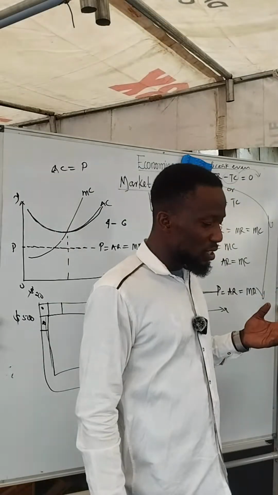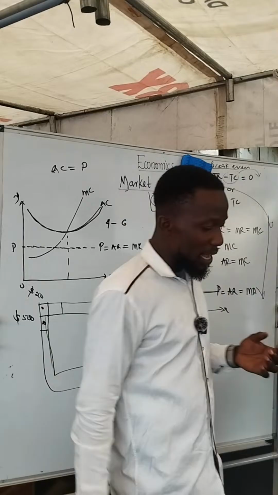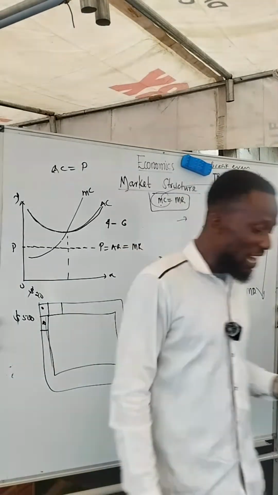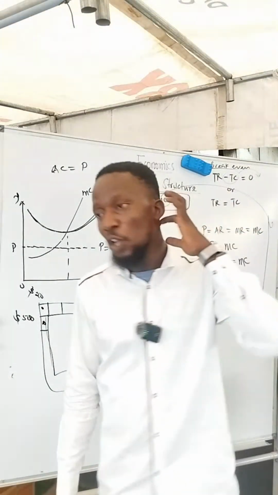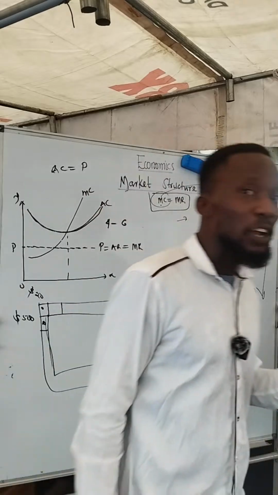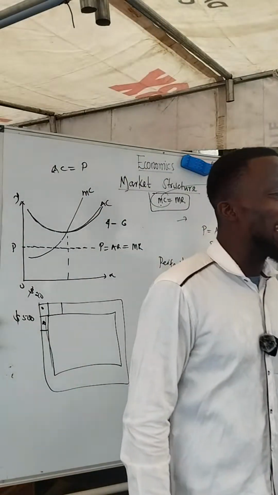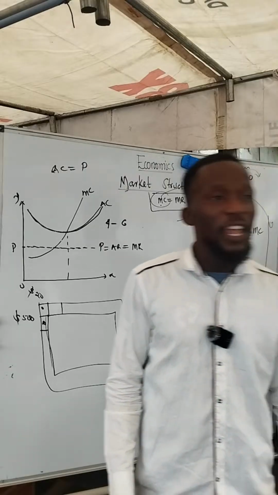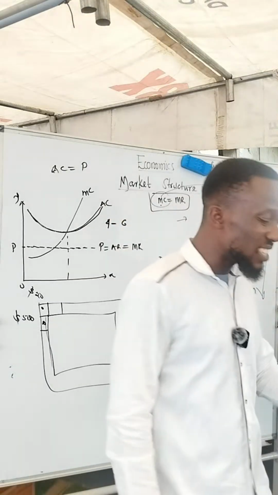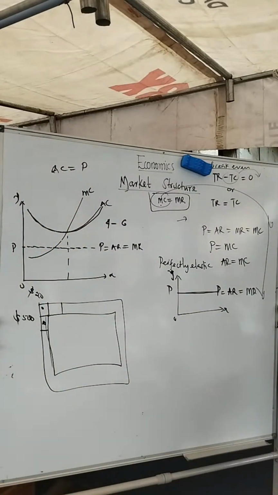So, what are the characteristics of an imperfect market? Number one, there are few sellers and buyers. Number two, there is heterogeneous commodity. In a perfect market we have homogeneous, homo is one, but in an imperfect market there is heterogeneous commodity. Number three, there is no free entry and exit. Number four, there is lack of information. You can check the video later.